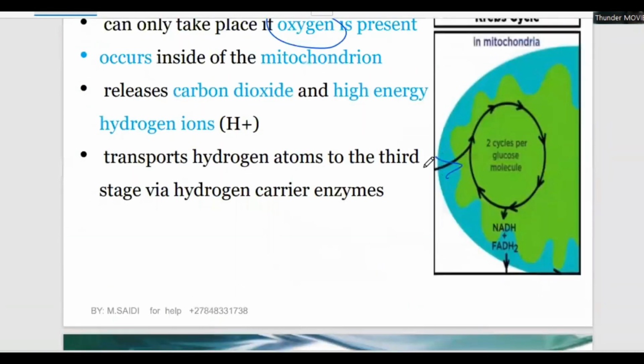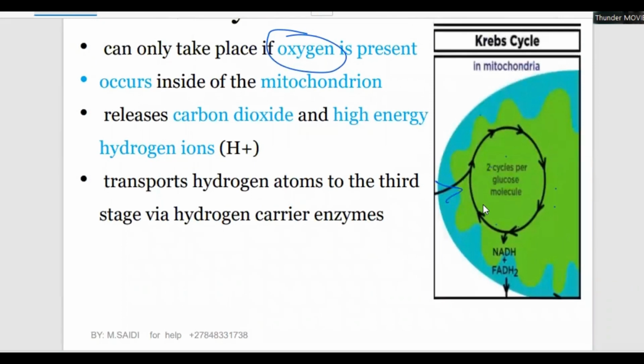So it enters here, and when it enters here, it undergoes cycles. These two molecules will undergo the cycle one by one, and during the cycle it is broken down. Then carbon dioxide is produced, plus the hydrogen ion. The hydrogen ion will combine with the NAD, and not only with the NAD but also with FAD, and then they enter what we call the oxidative phosphorylation.